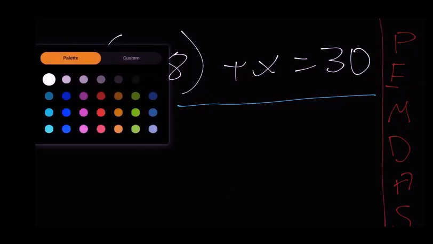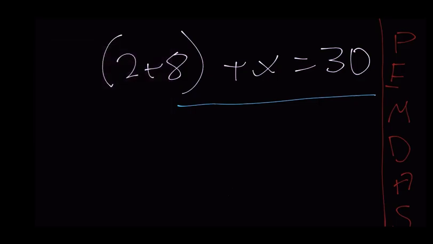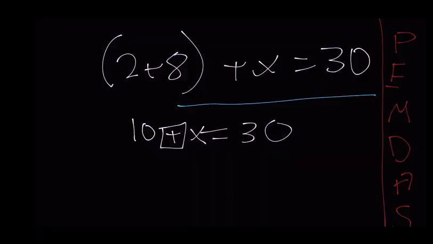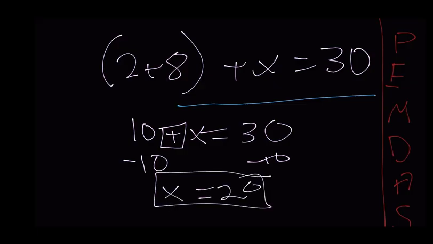Okay, if you're wondering what the solution is, using the knowledge that we know, P stands for parentheses, so we always do the parentheses first. So 2 plus 8 equals 10, and we bring the x down, and that equals 30. Now, what's the opposite of this operation? The opposite would be minus 10 on both sides. And that leaves us with x equals 20. That would be the solution.